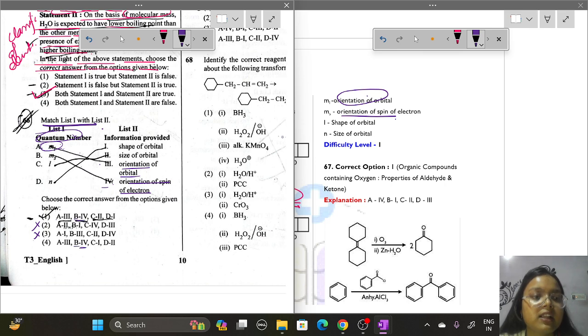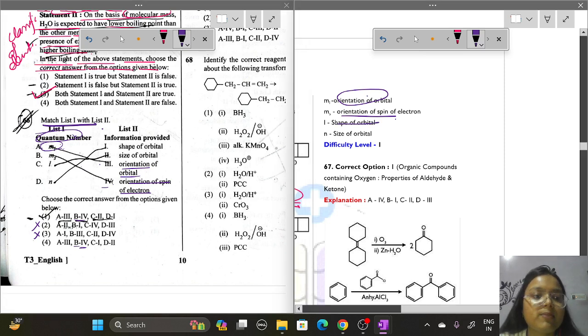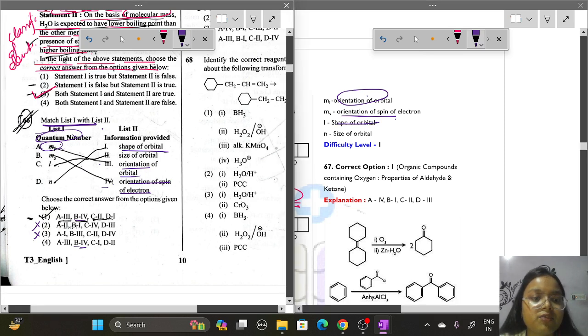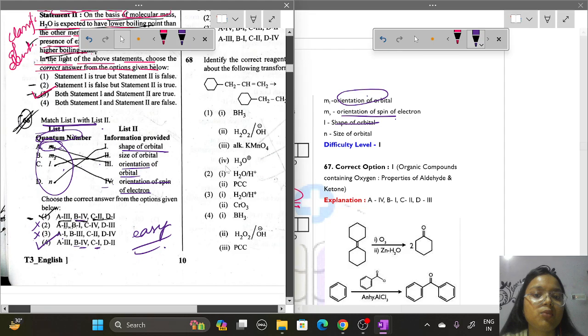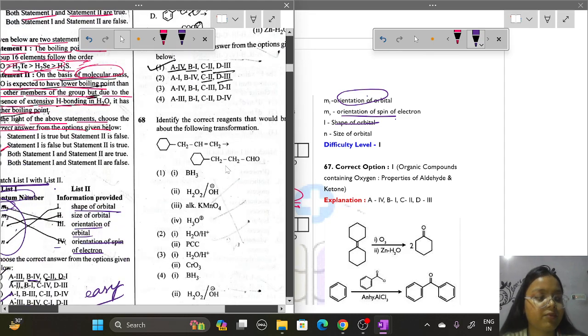L is the shape of orbital. So for L, option number 1 is correct. Option number 4 is the correct option in this case. So it is an easy question if you know what these quantum numbers mean. It is directly asked what information they provide. So it is an easy one.